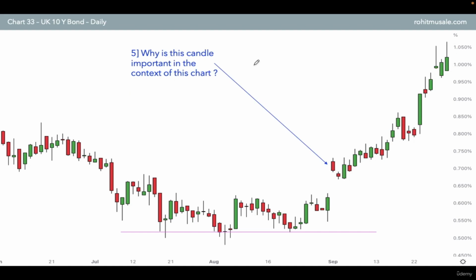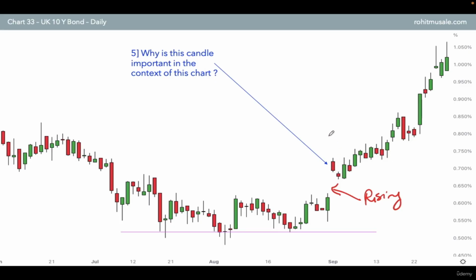Number 5, why is this candle important in the context of this chart? Well, the answer is very obvious. This candle is completing what? It is completing a rising window. And after completing a rising window, you would expect the candle to be green, right? Because the bulls are very powerful on that candle.